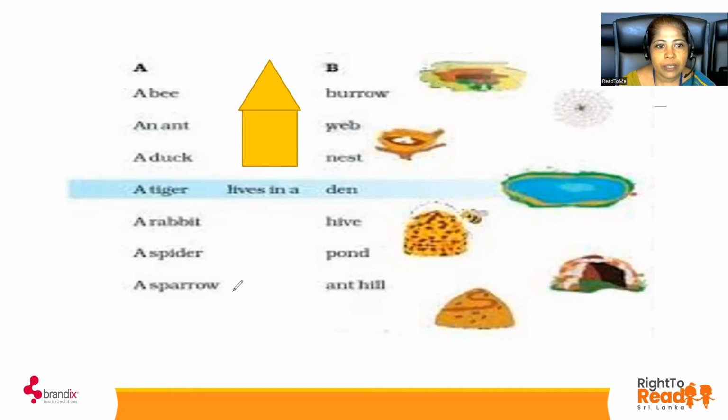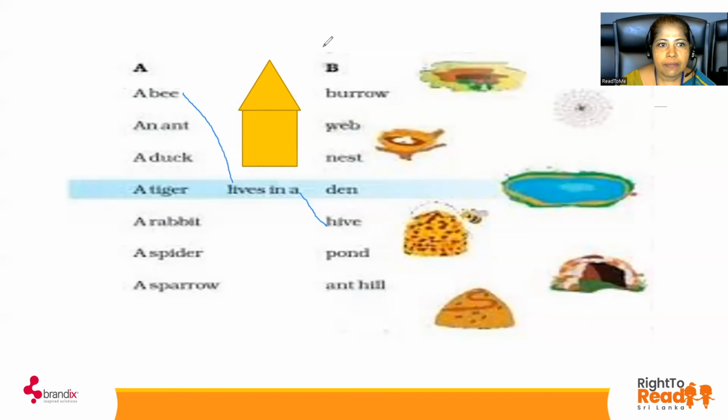Sparrow is a bird, children, right? Spider, we know, we have seen spider webs. So, bee, burrow. What is this? The nest. Then we have the den, hive, pond, ant hill. Yes, I missed the web. So, you have to say a bee lives in a, where? Beehive. A bee lives in a beehive.